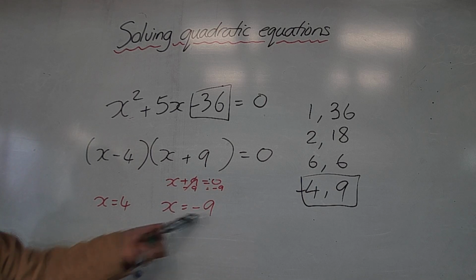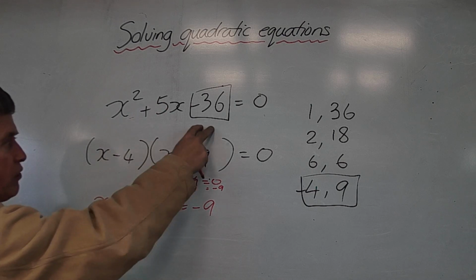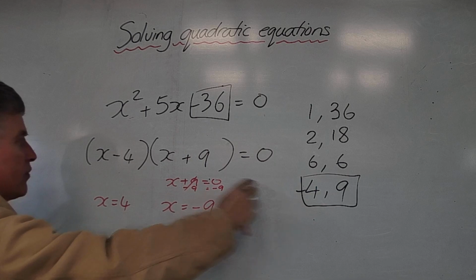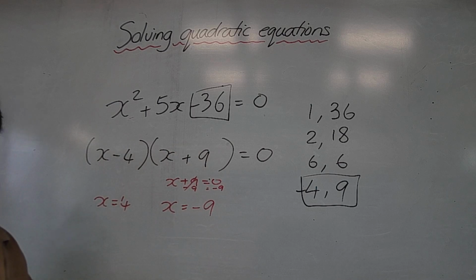Okay, so it works out two answers. And so this is a two-step problem. You have to factorize it first by doing a products list, and then you can solve for 0 in each one. So that's a two-step problem.